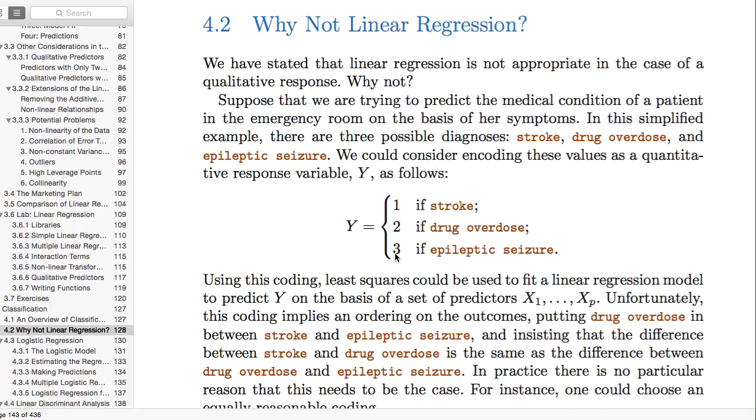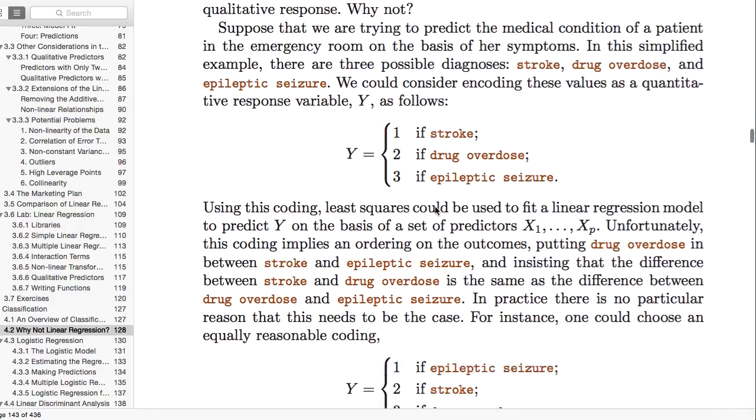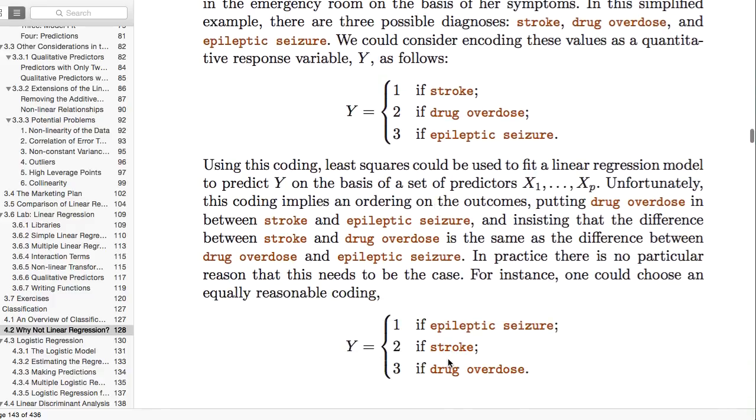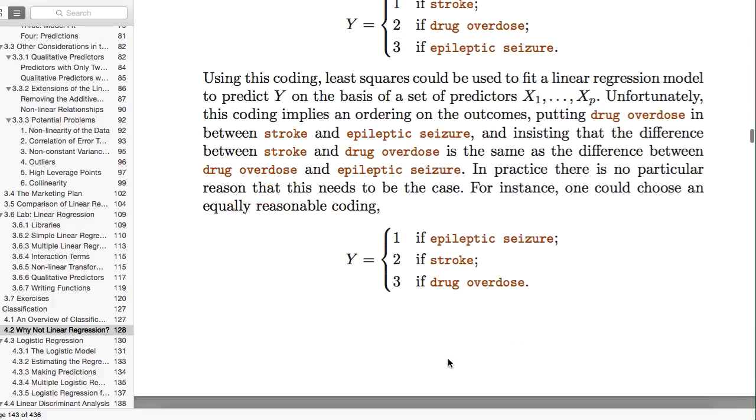And that would be pretty silly because what we're saying effectively is that the distance between stroke and drug overdose is the same as the distance between drug overdose and epileptic seizure. And we're also saying somehow that epileptic seizure is more than either of these two, and that drug overdose is less than epileptic seizure and more than stroke. None of these things make any sense at all. In fact, we could reorder them, and of course it still wouldn't make any sense.